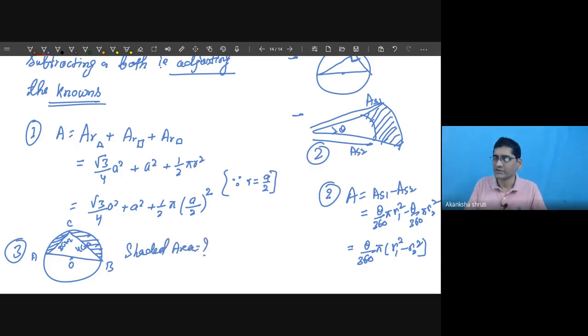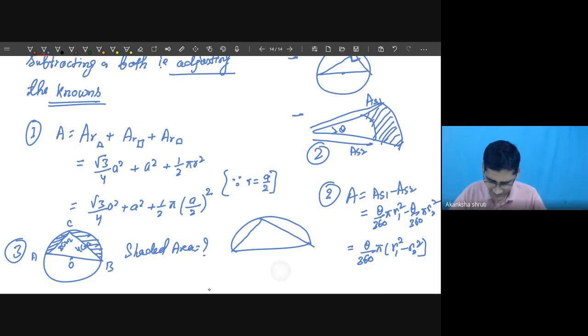The question is like this. It's obvious, if we are knowing the semicircle, rather than going into the full circle, if we are taking the semicircle, and from this semicircle, if only this much part, this triangle is being removed, we will be left with this one, the required area.